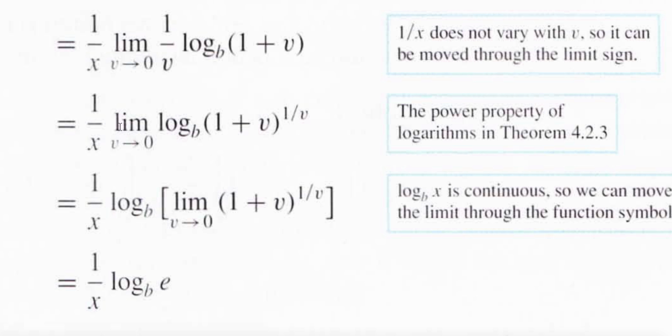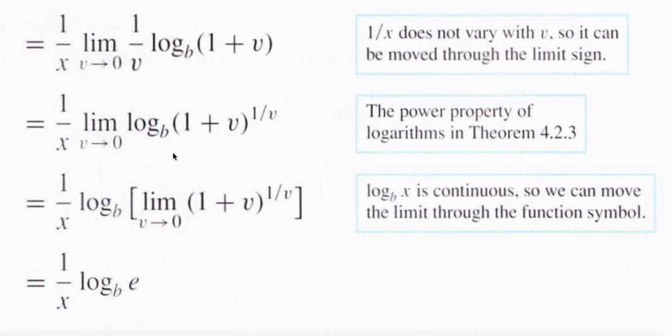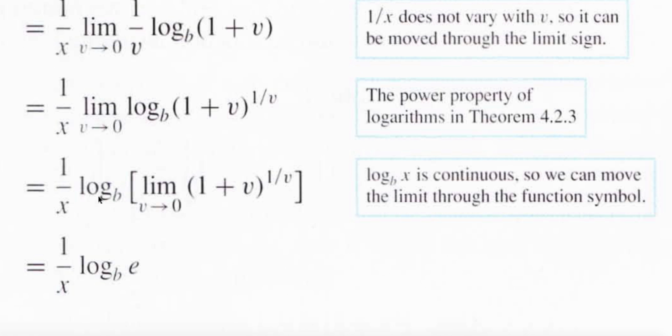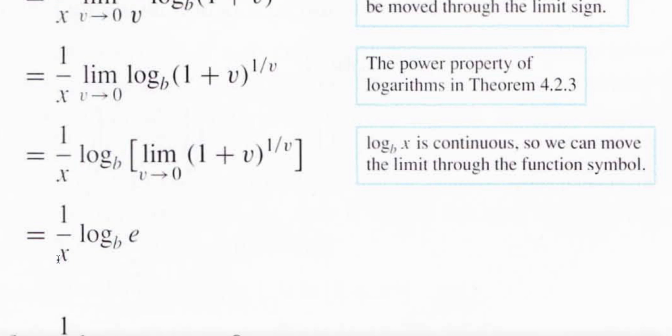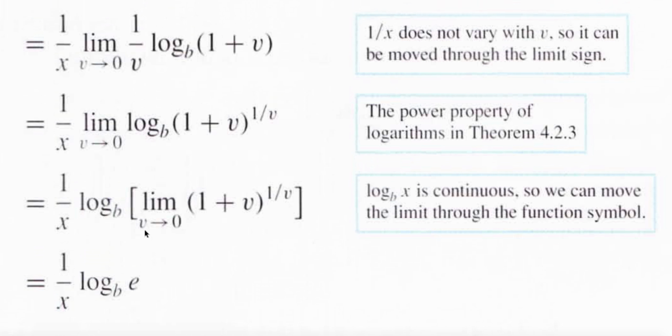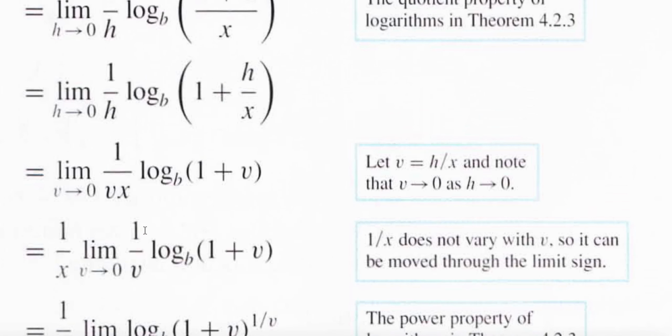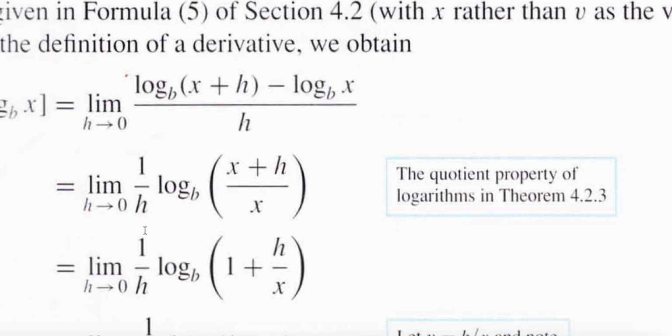Now, the limit can pass into the logarithm, since logarithm base b of x is continuous. So this becomes 1 over x log base b of the limit as v goes to 0 of 1 plus v all raised to the 1 over v power. And believe it or not, this limit is the number e. So the final answer is 1 over x log base b of e. And so that's the derivative of log base b of x.